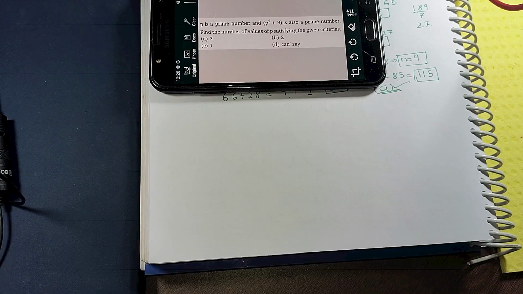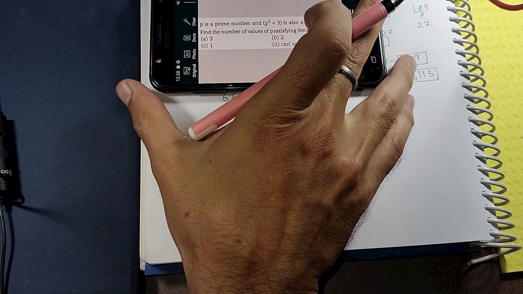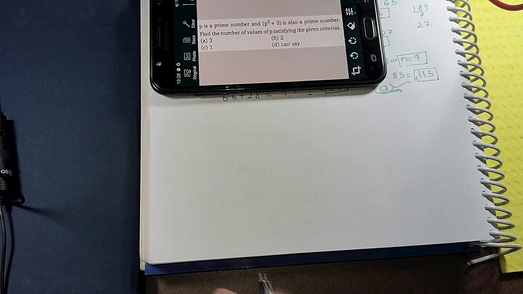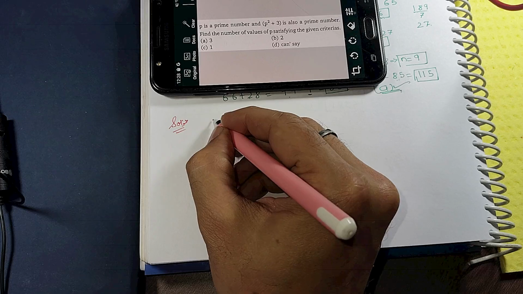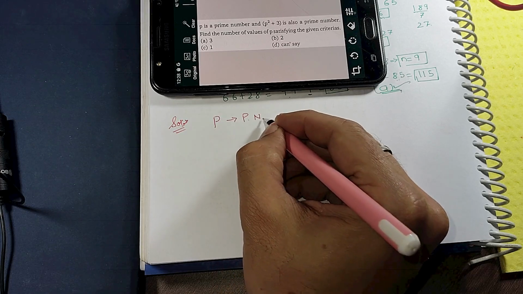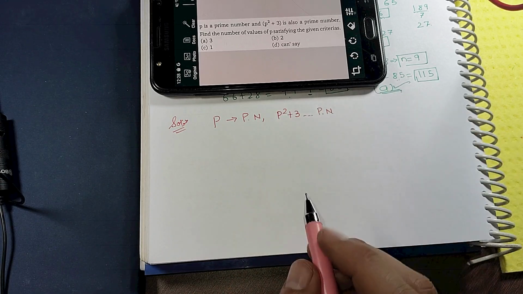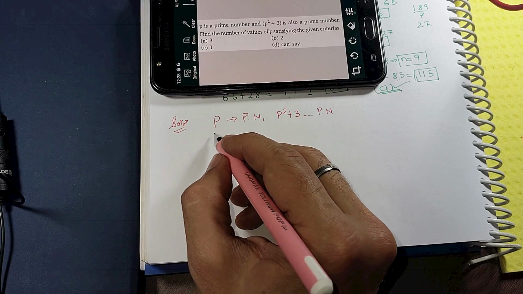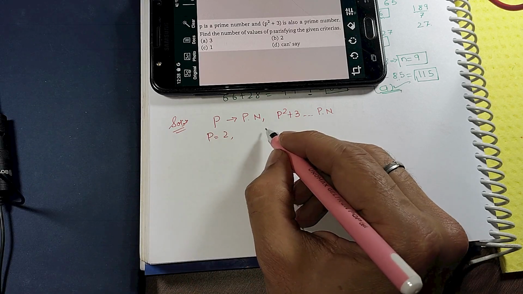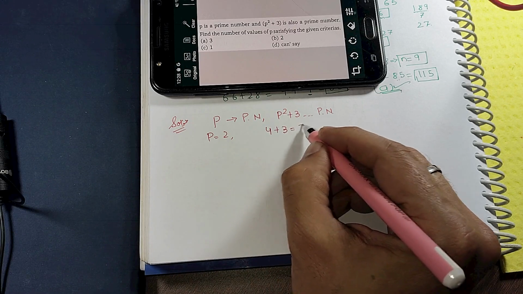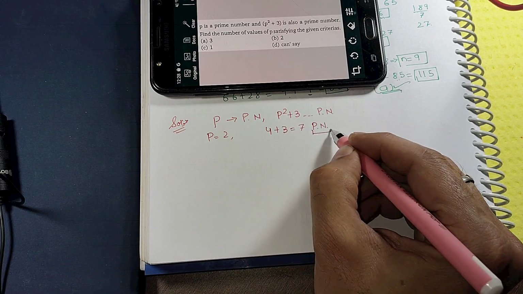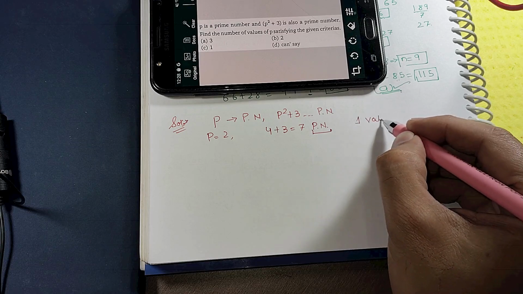P is a prime number and p square plus 3 is also a prime number. Find the number of values of p satisfying the given criteria. Now we have been given that p is a prime number, and p square plus 3 is also a prime number. Now we start with the first prime number, that is 2. Now p square plus 3 will be 4 plus 3 equal to 7, which is also a prime number. So that means there is at least one value which is satisfying this criteria.